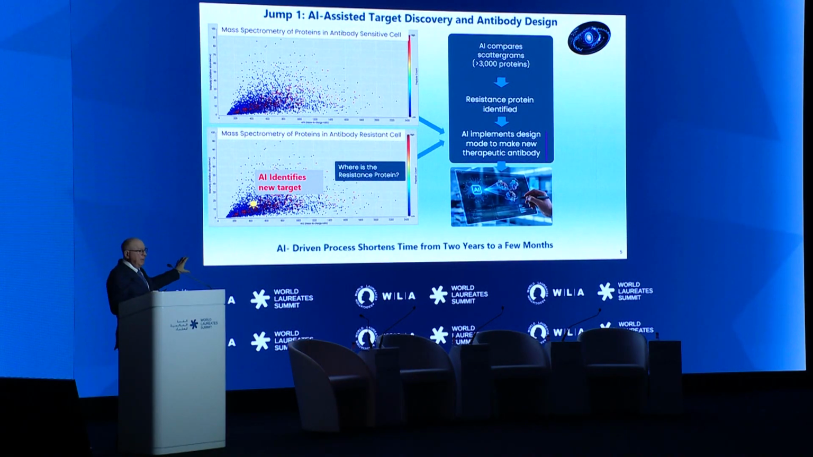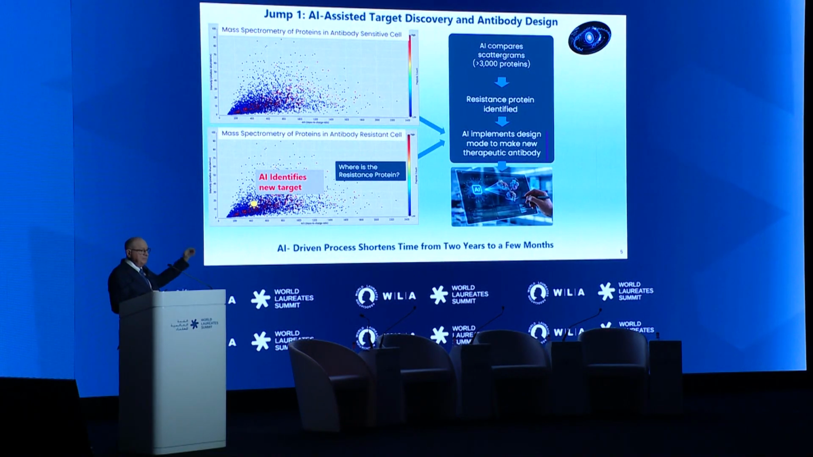It's amazing. When we made the first humanized antibody for solid tumors in about 1990, it took us 2 years just making the antibody and showing that it worked. But now we can do this in a few months. This is one continuous stream: detection of the protein, identification of the protein, and then creating an antibody that specifically binds to and potentially neutralizes the resistance protein.